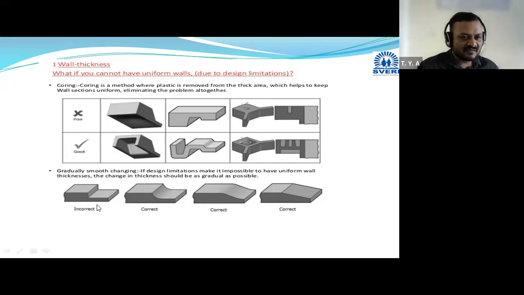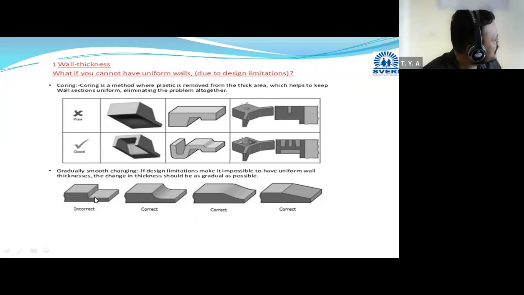Then in the last diagram also, whichever change in the thickness we are providing, don't provide the sudden change. Here you can see in this diagram, sudden change is there in the thickness. You have to avoid it. That change in the thickness should be gradual. When gradual change is there, stresses will be less.